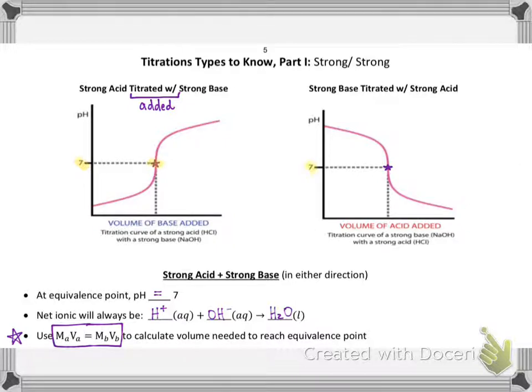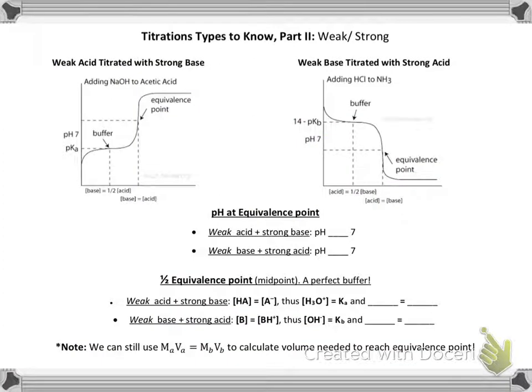Okay, let's talk about weak strong titrations. Just like strong, weak strong can go both ways. You can start with a weak acid and titrate with a strong base, in which case you start at a low pH and you end high. And of course, if you have a weak base, well, you're starting at a high pH, basic, and then you add an acid and get more and more acidic.